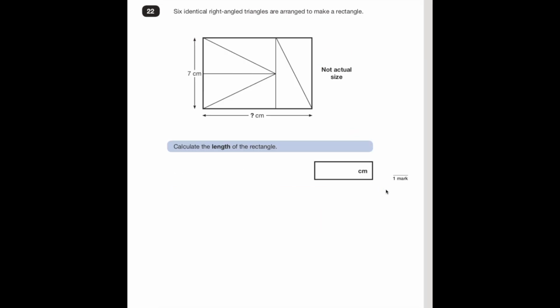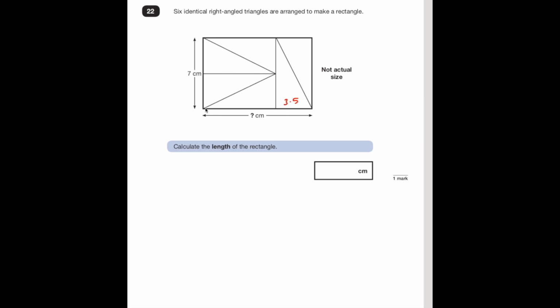Number 22. 6 identical right-angled triangles are arranged to make a rectangle. Calculate the length of the rectangle. In order to find the full length of the rectangle, we're going to need to know the length of this bit of the triangle here and the base of this triangle, because if we add this and this, we'll get our full length here. Now we already know the size of this one because we've been given that 2 of those make 7. So this bottom bit here should be 3.5.